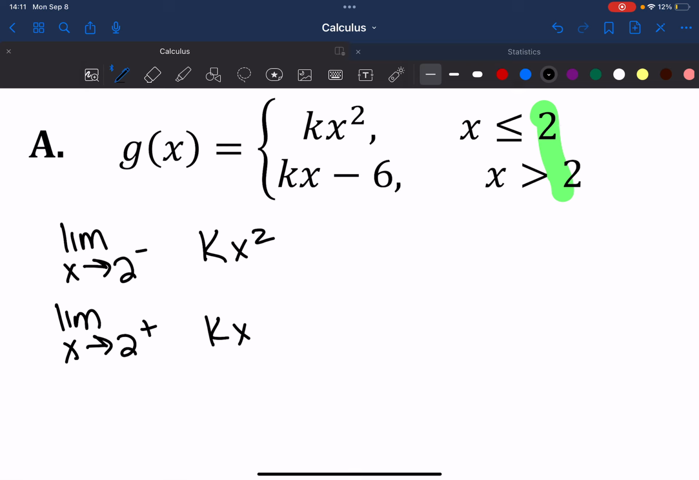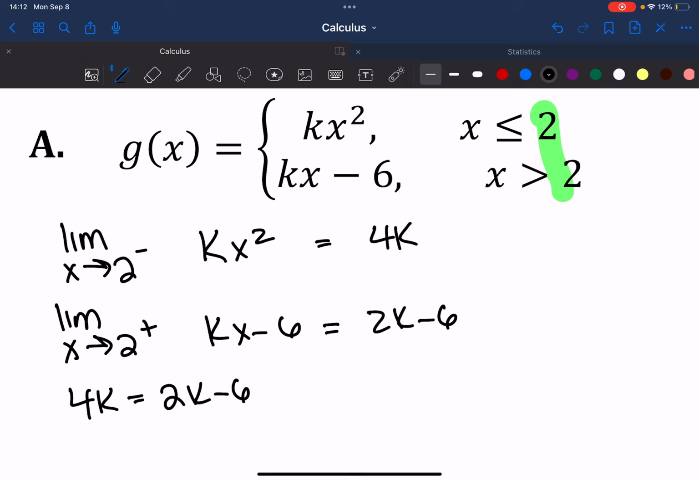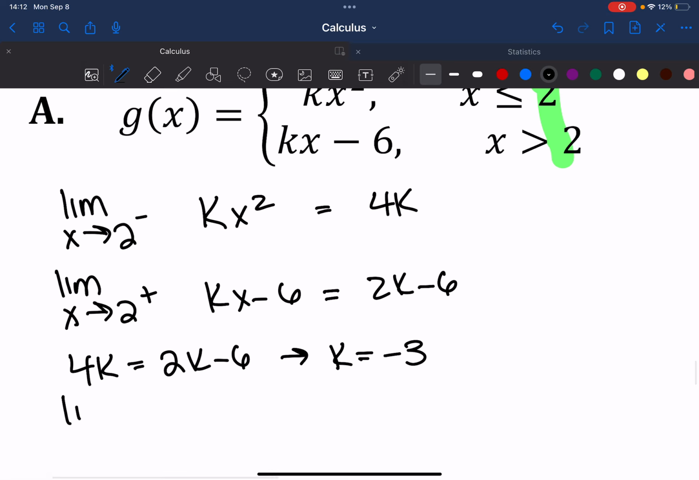And for the right side, this says as x is greater than 2, so kx minus 6. I'm going to go ahead and plug in 2, and I get 4k. Plug in 2 here, I get 2k minus 6. Well, based off our definition, in order for the limit to exist, both the left and right side have to be equal to each other. So 4k equals 2k minus 6, which means k is equal to -3. And if k is equal to -3, that means the limit as x approaches 2 is equal to -12.